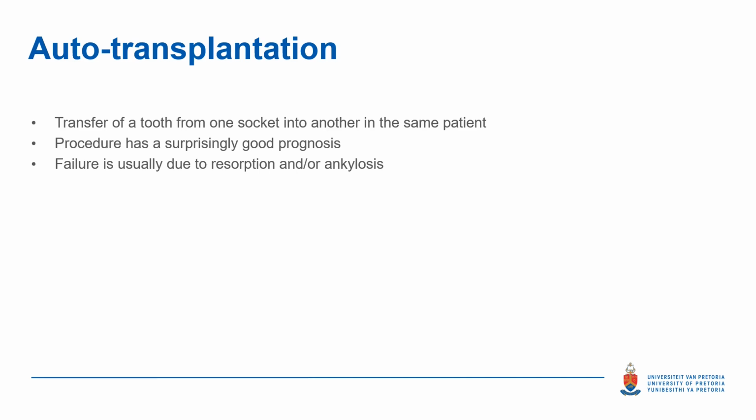Then it's possible to actually remove the first molar and then take the third molar and put it into the first molar's position. If these cases do fail, it's usually due to resorption or ankylosis. Bear in mind, there are also cases where premolars have been autotransplanted to replace a central incisor, for example.